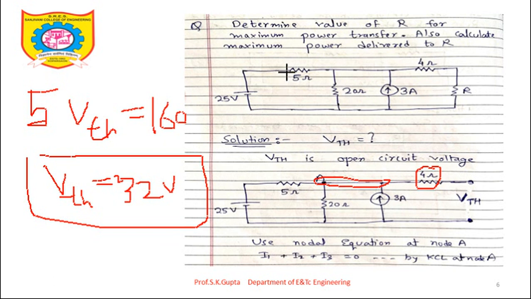So for finding out RTH, turn off the independent sources. Voltage source will be short circuited. Current source will be open circuit. So this 5 and 20 will come in parallel, and this parallel combination will come in series with this 4 ohm resistor. So that will be the value of RTH, as seen from this load. So the simplified circuit is this.